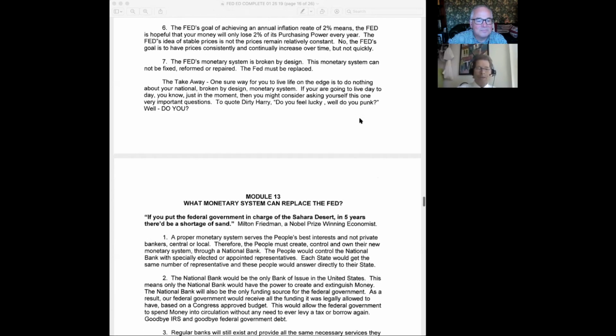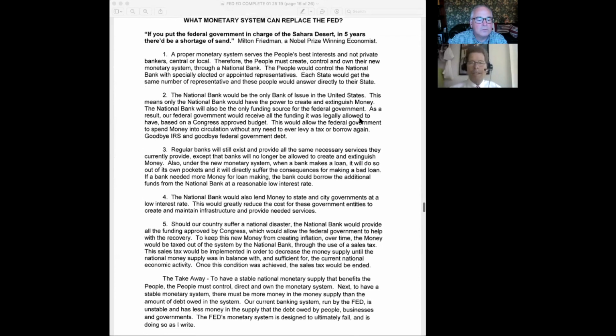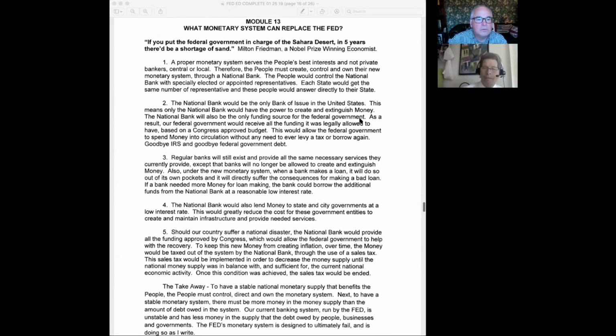So we move on to 13. 13 is what monetary system can replace the Fed? I'm going to go to another quote from Milton Friedman, which really speaks to the federal government today, not the way it was originally designed by the founders. If you put the federal government in charge of the Sahara Desert, in 5 years there'd be a shortage of sand. Gives you an idea of what Dr. Friedman thought of the federal government.